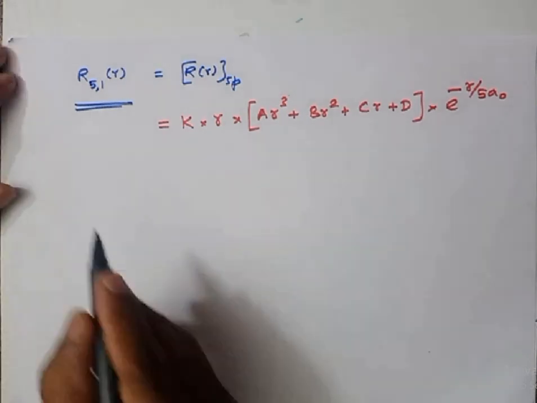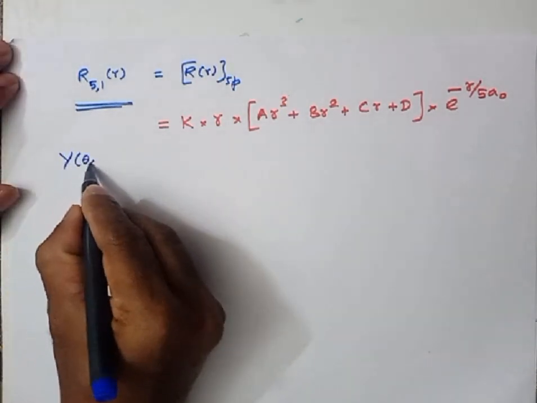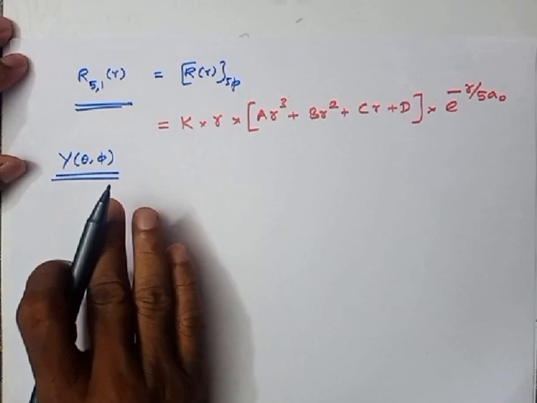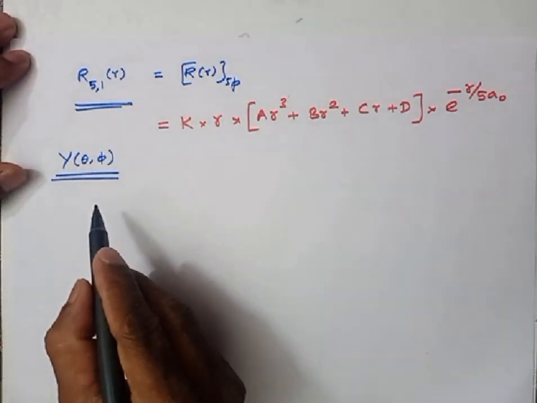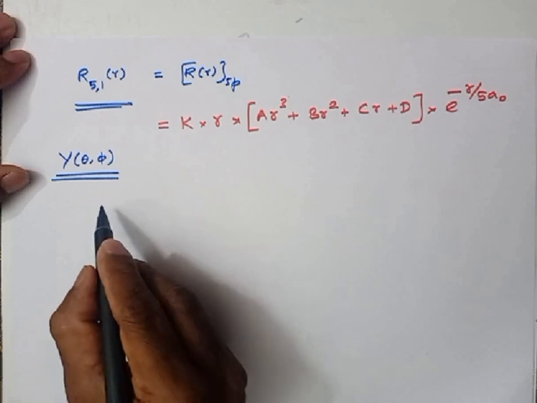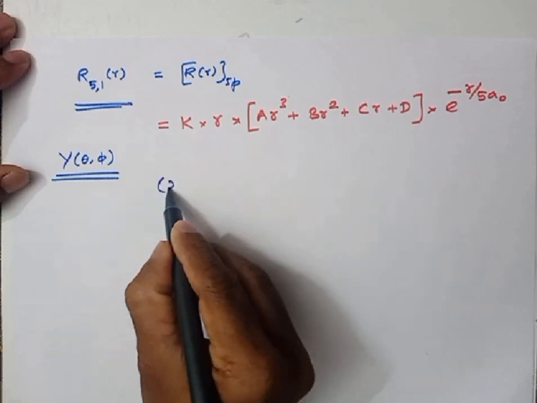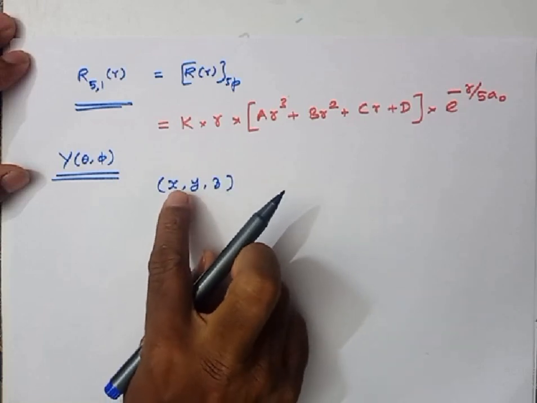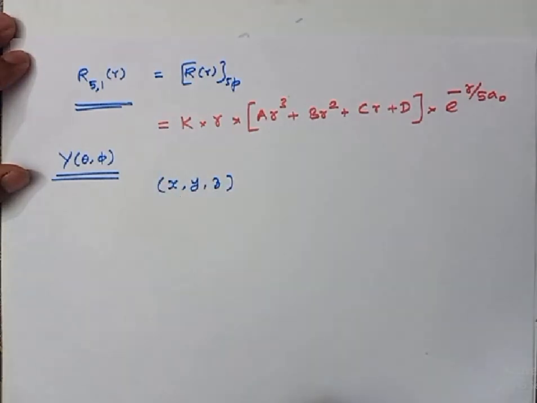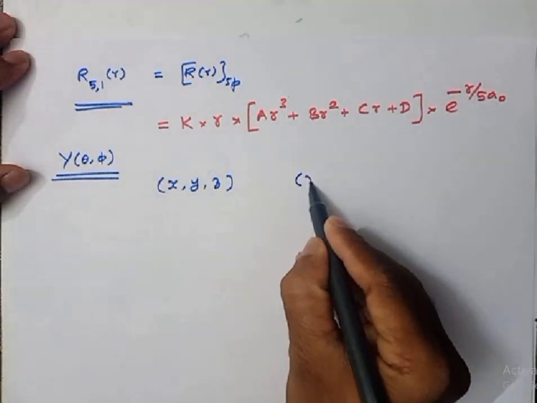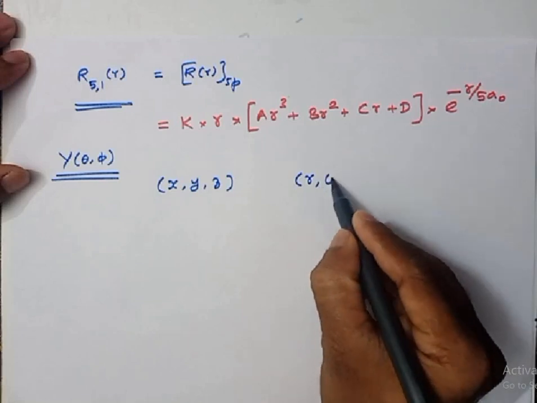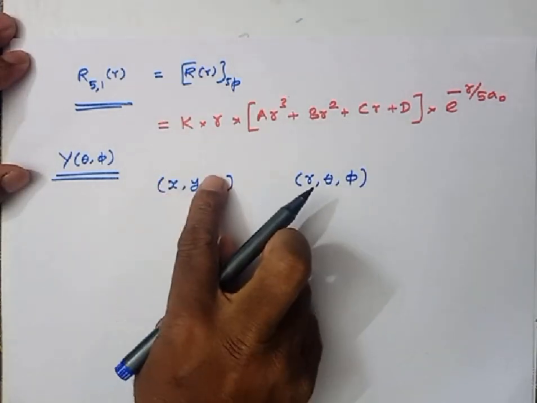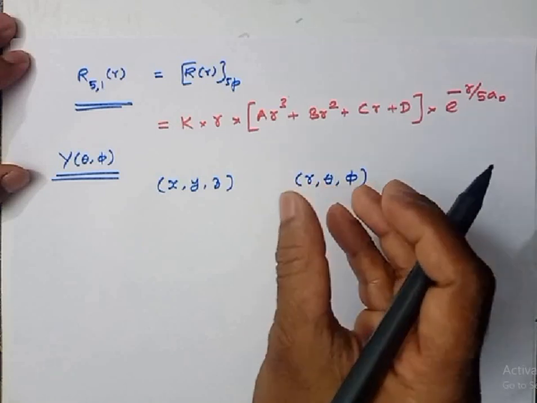So what about the angular part of the wave function, Y theta phi? That is the spherical harmonic part. Before going to this, this is very important. If I represent a point using x, y, z values, it is called Cartesian coordinates. We can also represent a point in spherical polar coordinates using the coordinates r, theta and phi. X, y, z represent Cartesian coordinates. R, theta, phi are spherical polar coordinates.